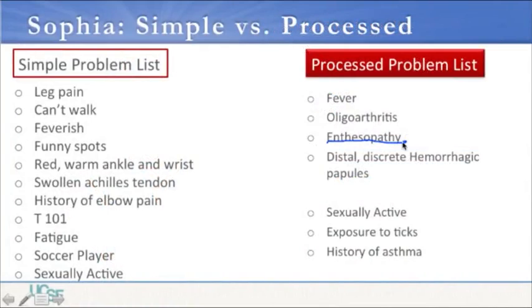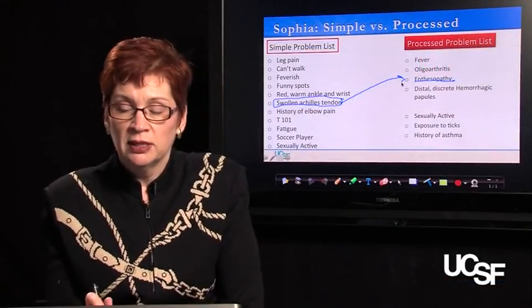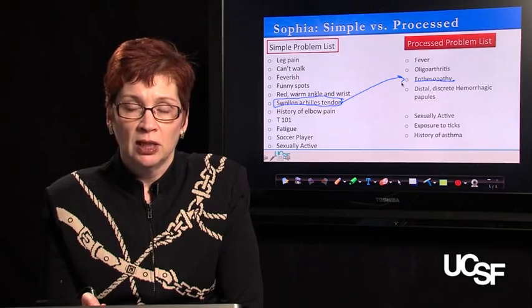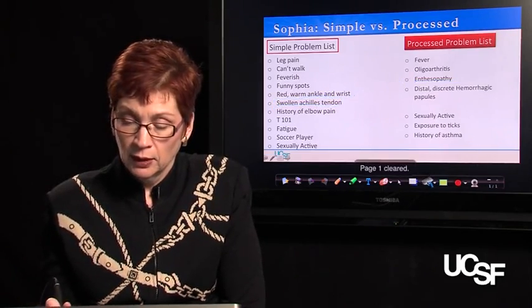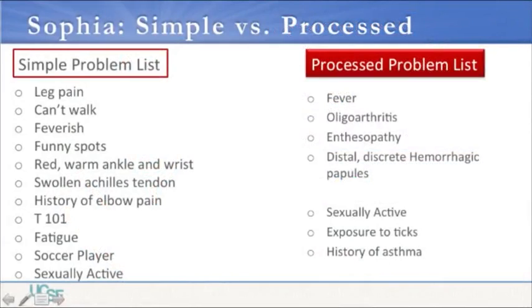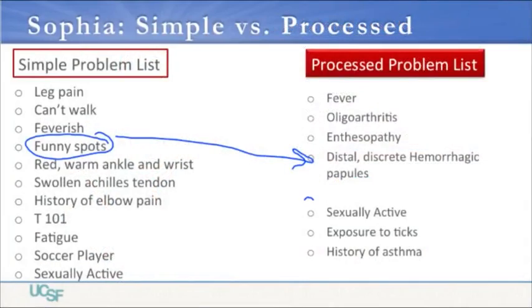Then enthesopathy, and you get 14 points if you know what enthesopathy is, but it means a tendon disorder. And here we have this swollen Achilles tendon, right? Much more precise and easy to communicate to a rheumatologist if you're going to call them. Distal discrete hemorrhagic papules, that is just a much more precise way of describing her funny spots, gives us a lot more diagnostic specificity.